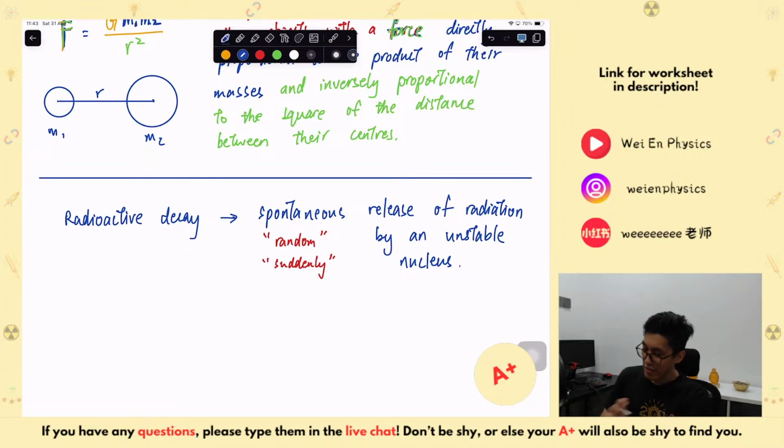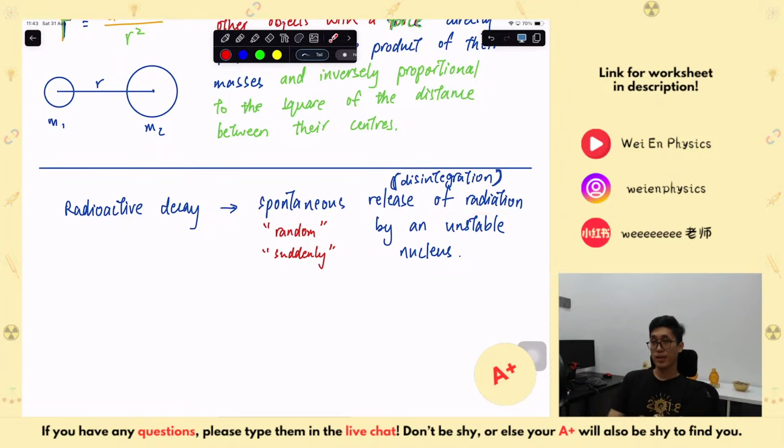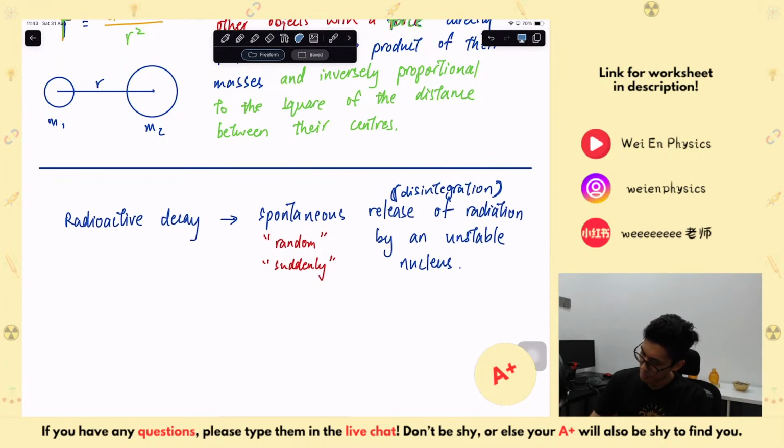If you can remember another word, you should say spontaneous disintegration. If you can remember this word. But if you cannot remember this word, then never mind. You use release of radiation, because this word is quite hard. So normally I won't recommend you to memorize this. So that's radioactive decay.